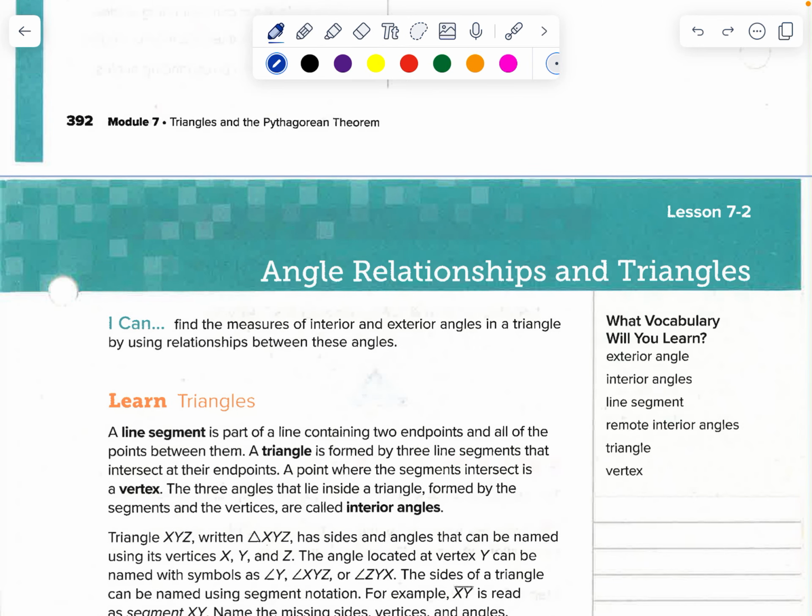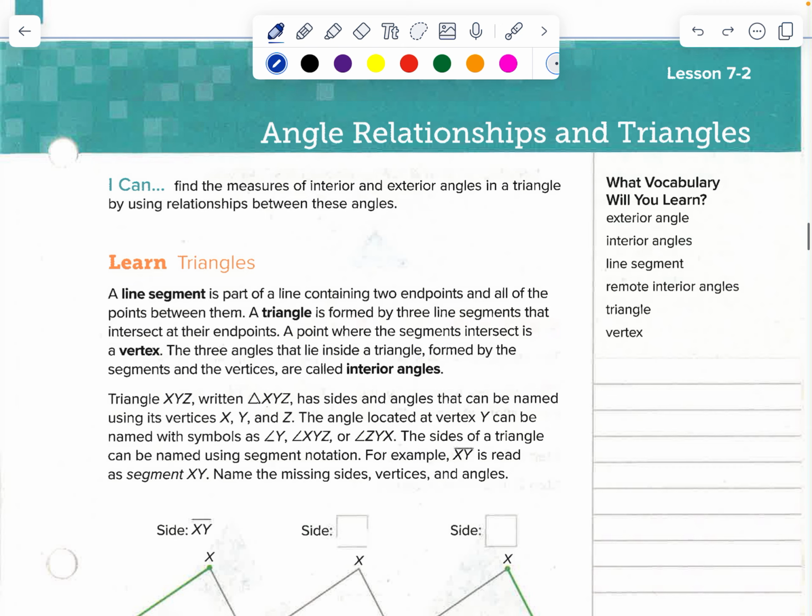Okay, we are in lesson 2 in module 7 of McGraw-Hill on page 393. Angle relationships and triangles. Okay, a line segment is a part of a line containing two endpoints and all of the points between them. So if you're talking about a line segment, it's from here to here.